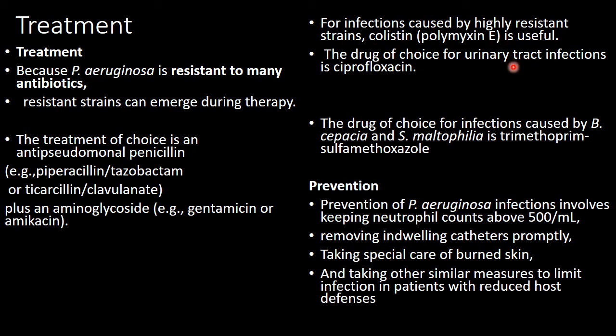Drug of choice for urinary tract infection is ciprofloxacin. The drug of choice for infection caused by Burkholderia cepacia and Pseudomonas maltophilia is trimethoprim-sulfamethoxazole. Prevention is simple. Keeping nutritional count about 500 per ml, removing indwelling catheters promptly, taking special care of burn skin, and taking other similar measures to limit the infection in patients with reduced host defenses.